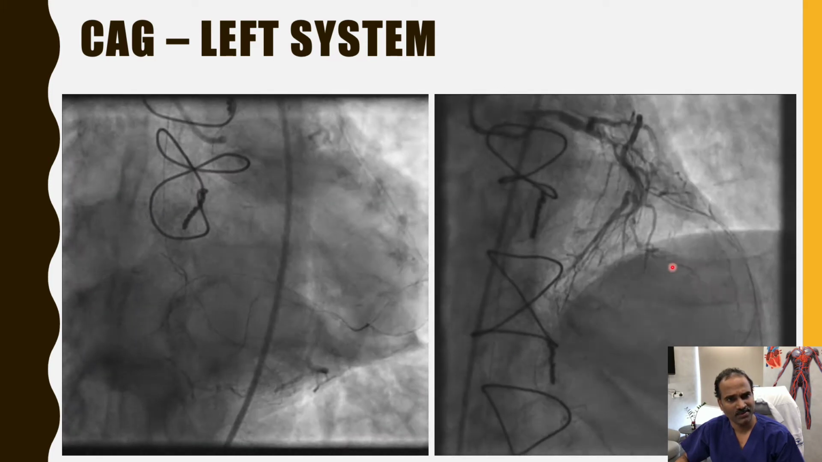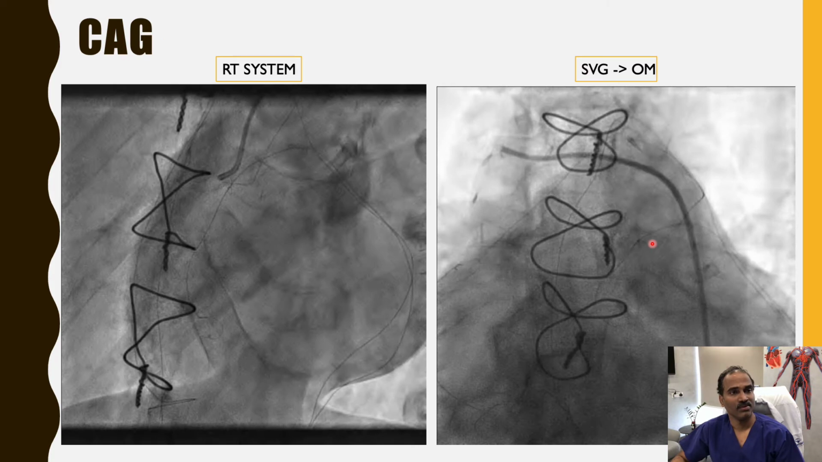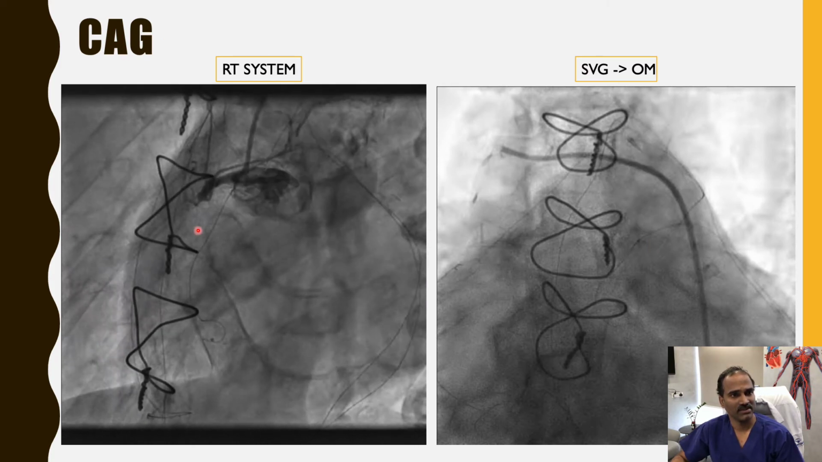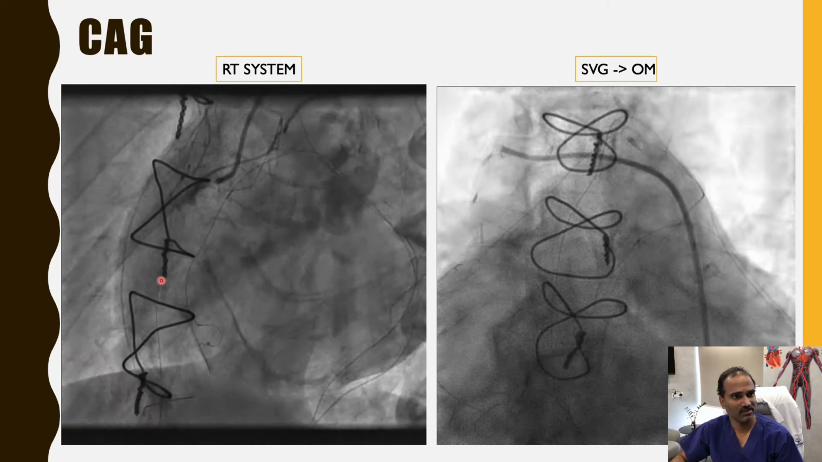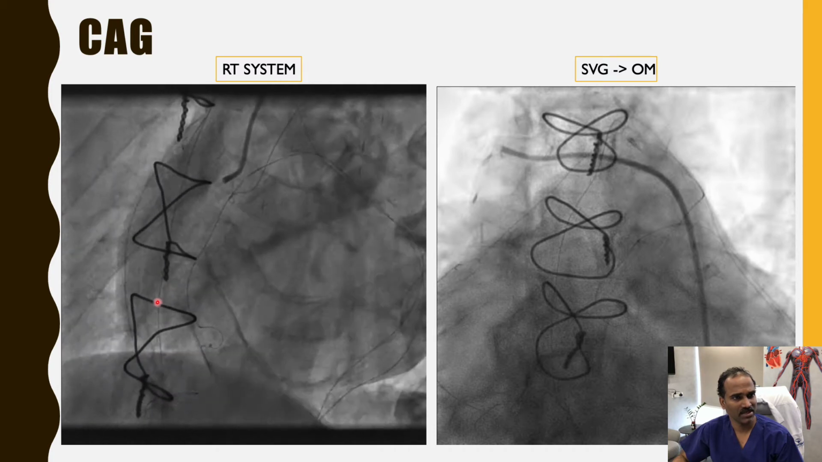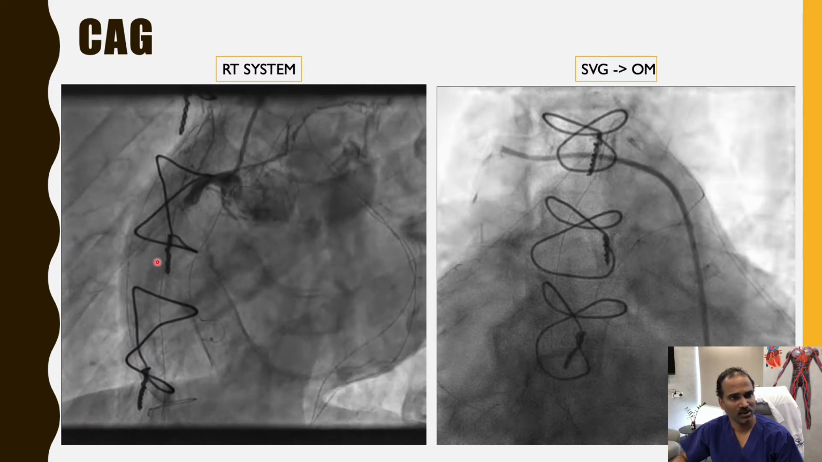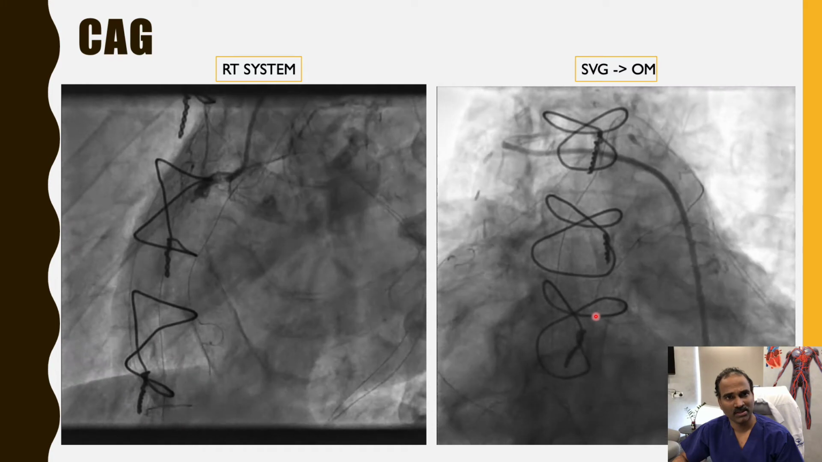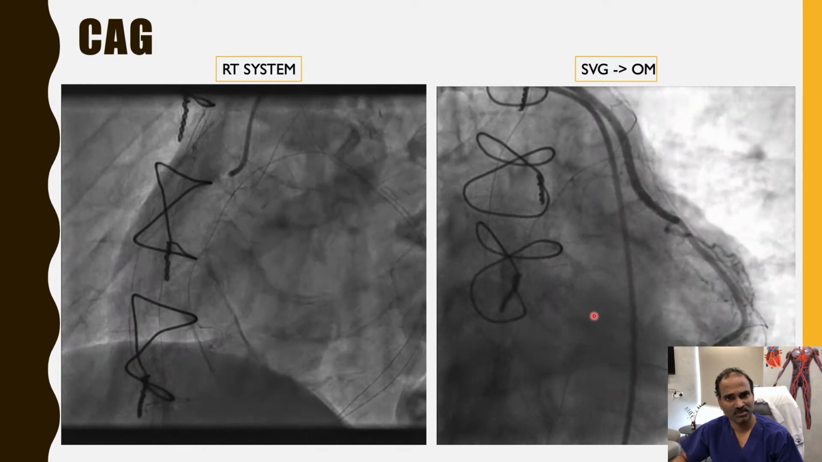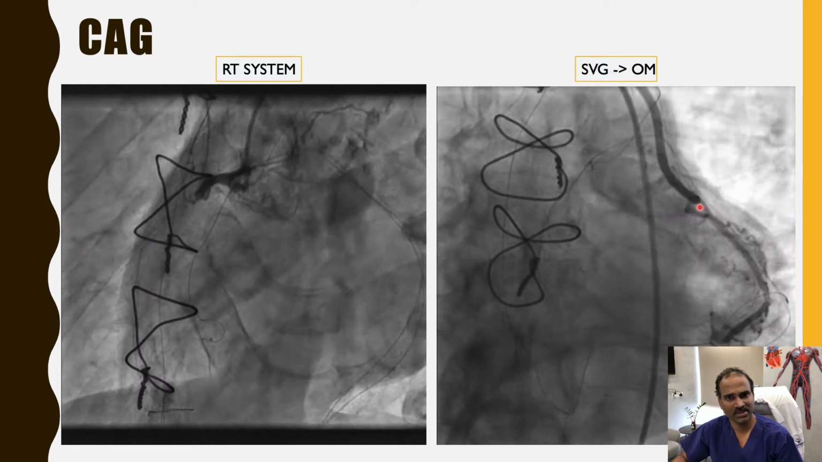PDA. So this is the injection of right coronary artery, which is showing a total occlusion, and we can see the chunk of calcium which is moving along with the vessel. And this is the SVG to diagonal OM gem graft. You can see this is a gem graft.